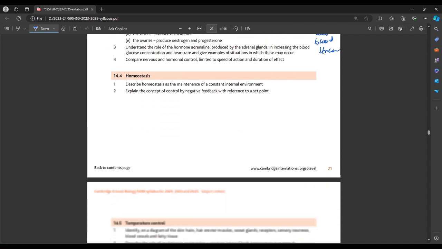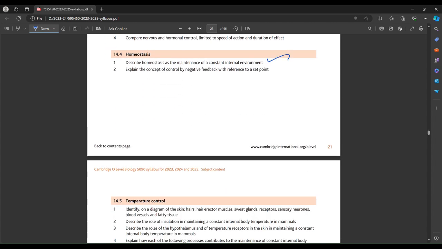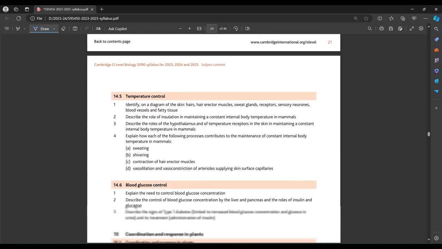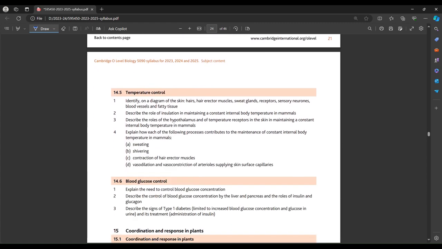Okay, homeostasis is the maintenance of constant internal environment. Negative feedback loop means moving away from the set point, bringing changes and then returning to the set point. Now, maintenance of constant body temperature, sweating. When the temperature is too high, then the sweat gland will become active and release sweat, and when the sweat evaporates, it removes the latent heat. Always remember all these steps.